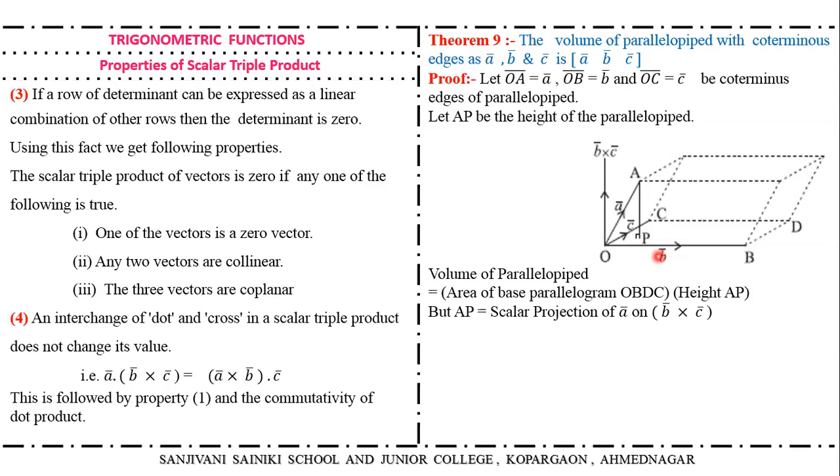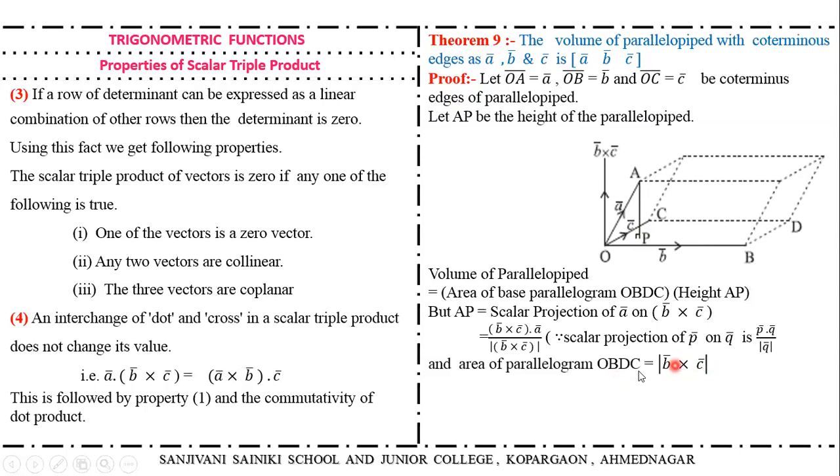This is your b bar, this is your c bar. Their cross product is this vector perpendicular to b bar and c bar. So this AP is nothing but the projection of this a bar on this b bar cross c bar. So how to find the scalar projection? We have to take the dot product and divide by its magnitude. So b bar cross c bar dot a bar divided by modulus of b bar cross c bar. The scalar projection of p bar on q bar is p bar dot q bar upon modulus of q bar. Use this formula.